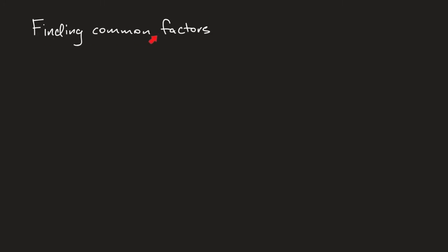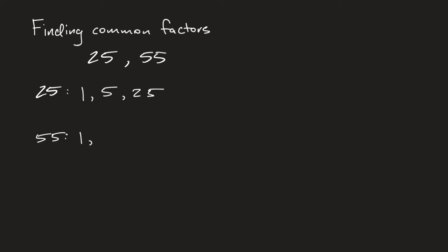So now we're going to look at finding common factors between two or more numbers. So let's look at these two numbers, 25 and 55. I know right off the bat 5 is a factor of both, but is it the biggest factor? Let's list them first. So the factors of 25 are 1, 5 times 5, and then 25. The factors of 55 are 1, 5, 11, and 55.